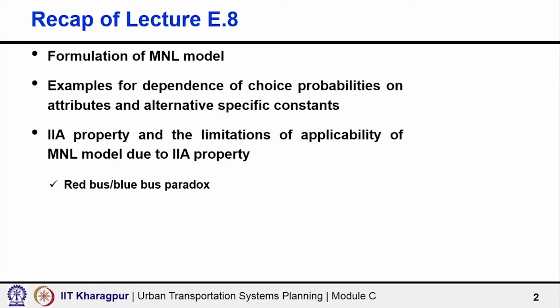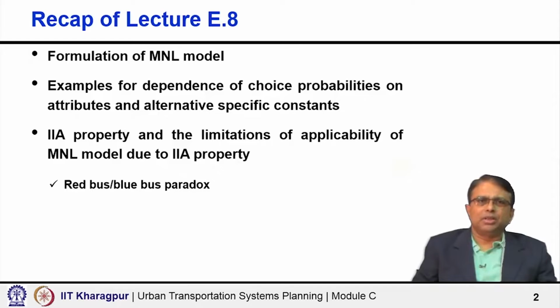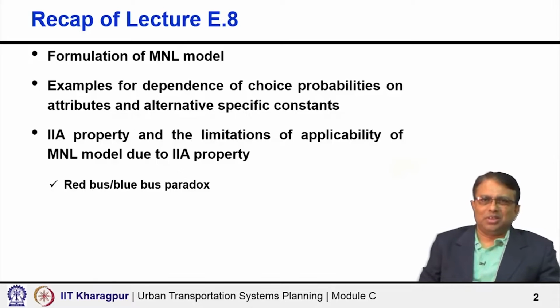In Lecture 8, we discussed the formulation of the MNL model, the multinomial Logit model, and took examples to explain the dependence of choice probabilities on attributes and alternate specific constants, how the choice probabilities depend on the attribute levels, and also how the probabilities can get influenced by the consideration of the alternate specific constant or ASC.